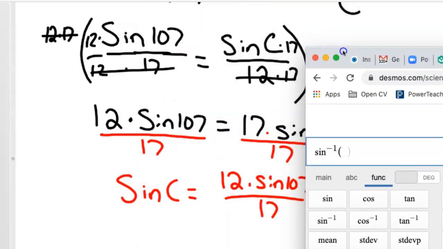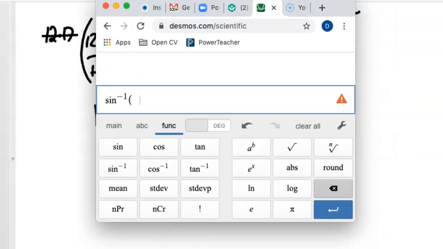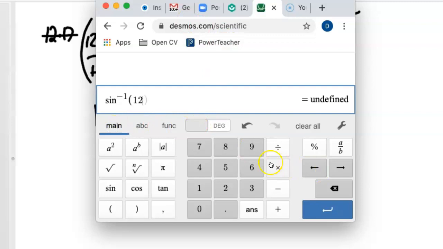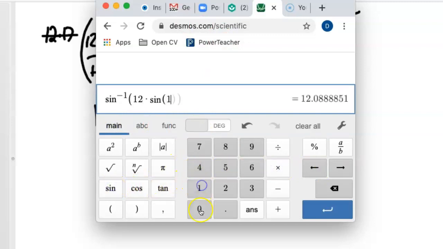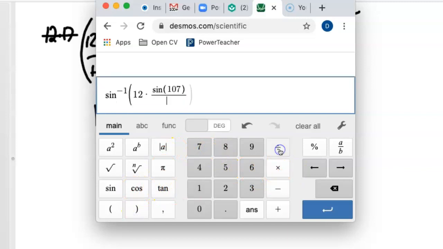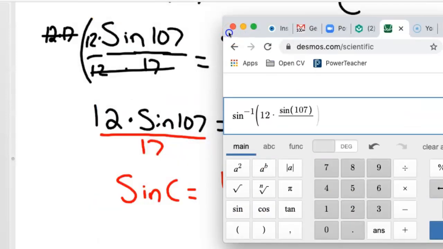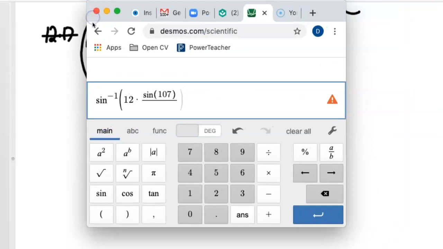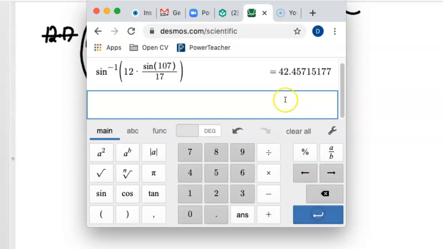I keep forgetting what I have. 12 times sine of 107. So 12, let me go back to the main, times sine of 107, and then we need to divide that by 17. And you should get an angle that makes sense. Notice 42.45. I'm going to hit enter.